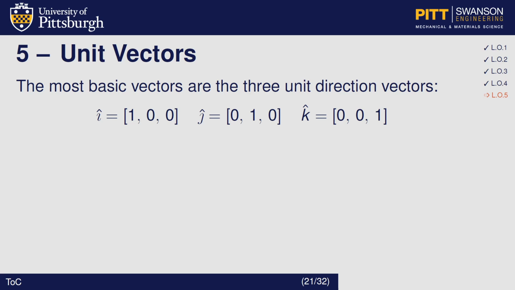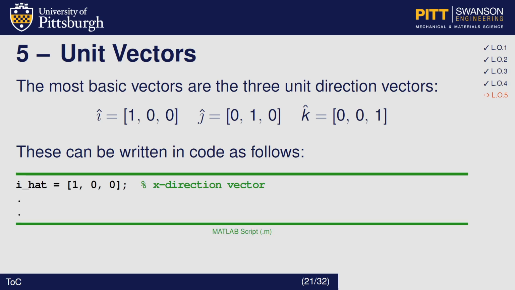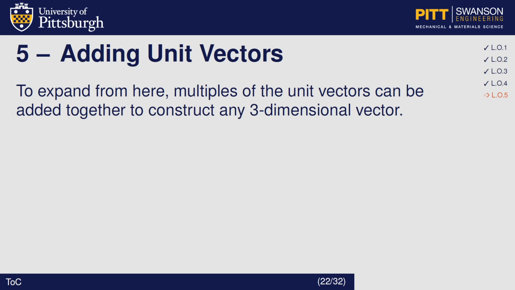Hopefully these are all familiar from physics, calculus, and other classes, but following the format from the previous slide, these can be written in code as follows: i hat, j hat, and k hat. Now, with three unit direction vectors defined, multiples of each can be added together to construct any three-dimensional vector.